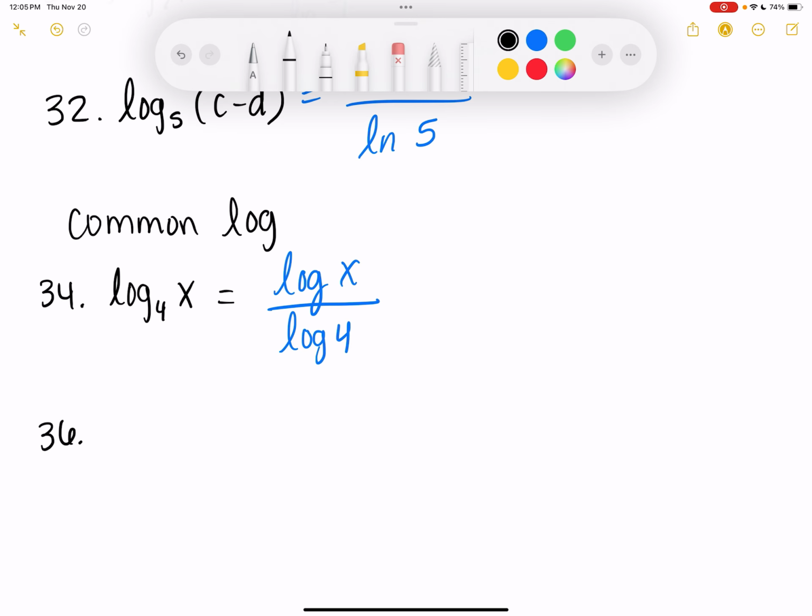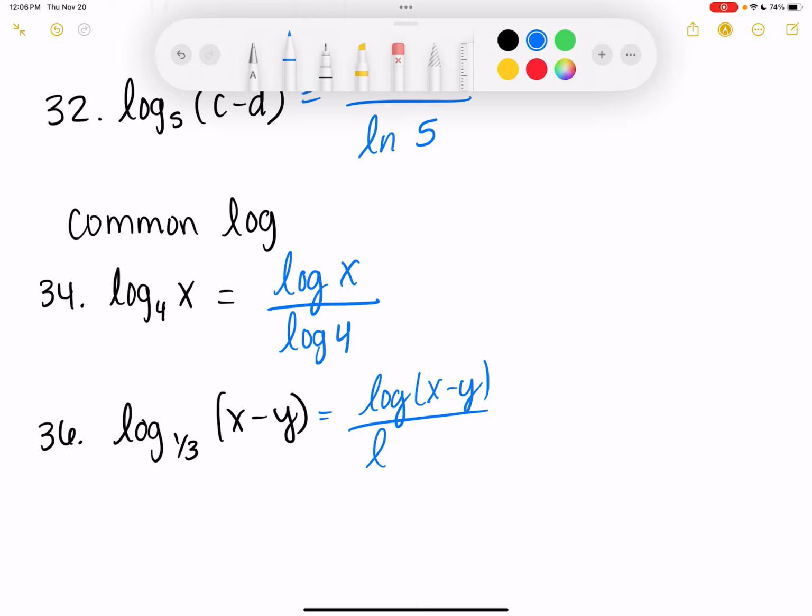That's so cool. All right, last one. Log base 1/3 of x minus y. As a common log, what would that be? That would be log of x minus y divided by log of 1/3. Oh yeah, you're right. Not base 1/3. My fault. And that would be all you have to do. Pretty easy. All right.